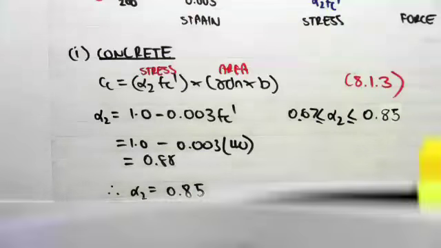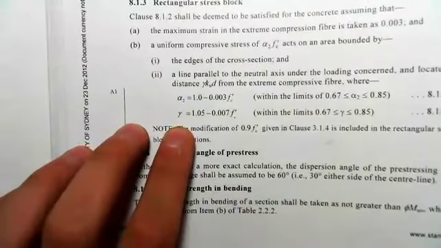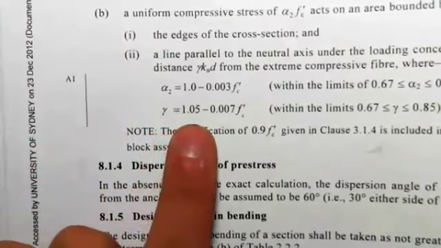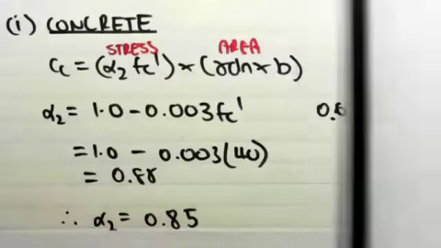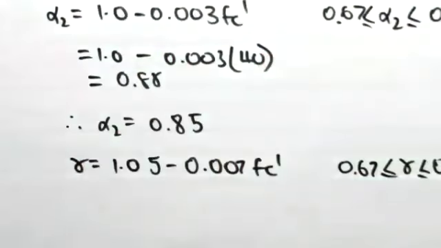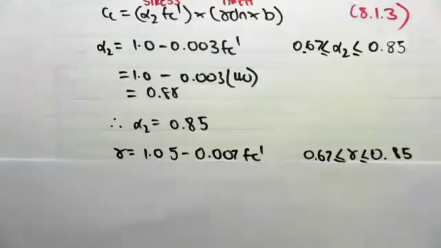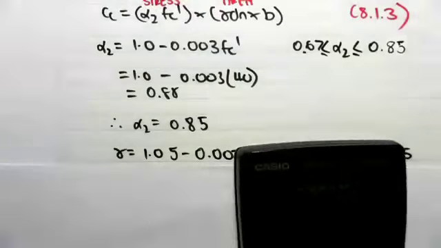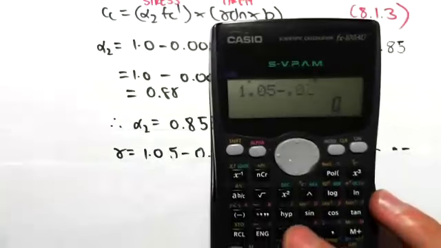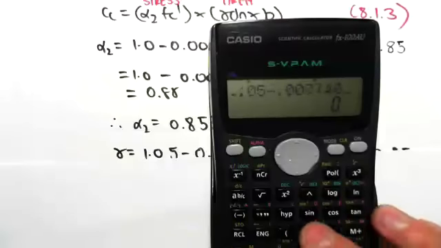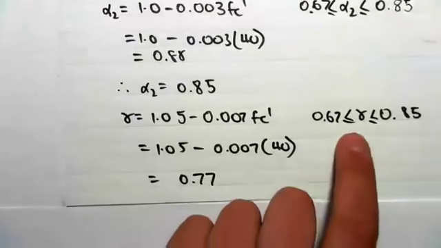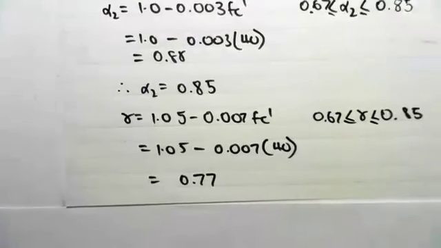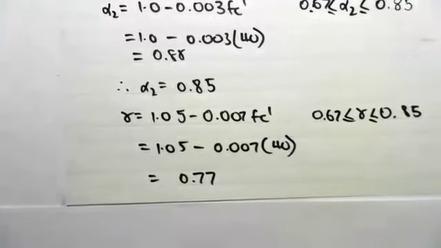Gamma, also from the same section. So gamma is 1.05 minus 0.007 FC dash, where gamma falls between that range. So I've just written it out there bigger. So, subbing in for 40 MPa, 1.05 minus 0.007 times 40 MPa gives us 0.77, okay? So 0.77, that falls in that range, so that's good. Alright, so we've now worked out alpha 2 and gamma.